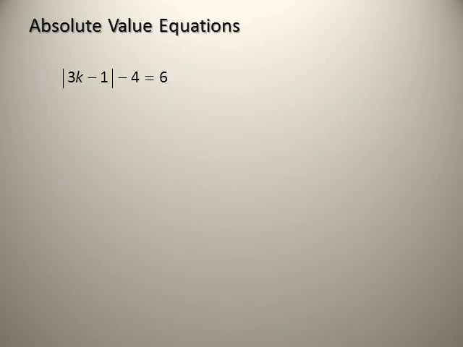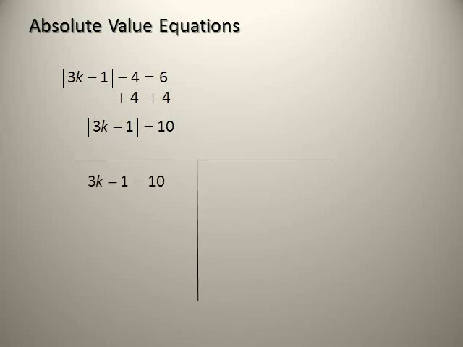Absolute value of 3k minus 1, minus 4 equals 6. So I'm going to find the value of the absolute first. It will be 6 plus 4, that means 10. Then inside the absolute may be 10, may be negative 10. The first equation will be 3k minus 1 equals 10. The second one will be 3k minus 1 equals negative 10.